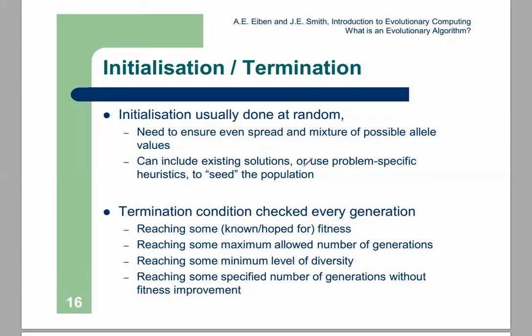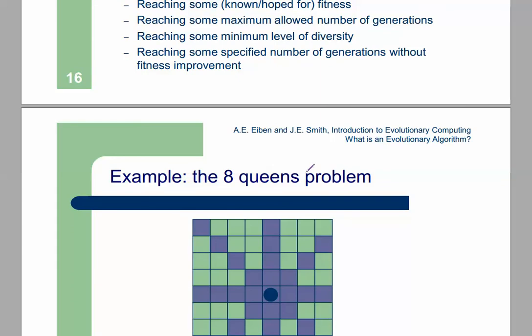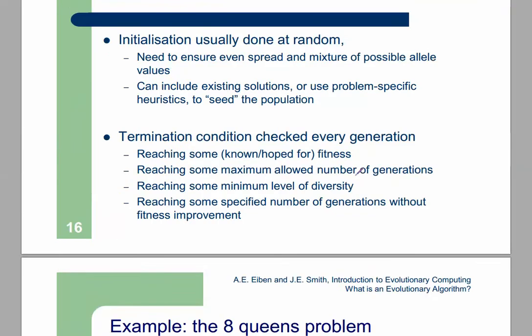It is a summary about the EA. In the next section, we explain some classic problems such as the 8-queen problem and the knapsack problem.